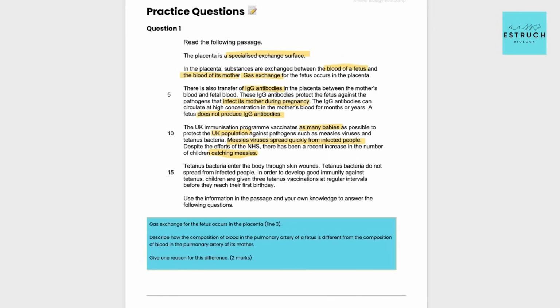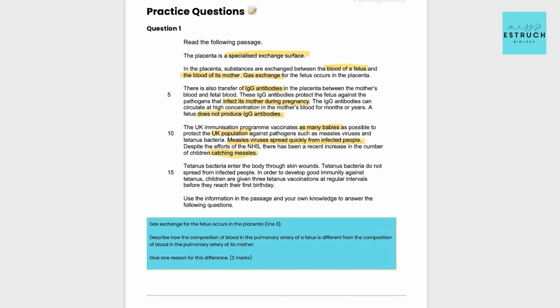Either it must be that people aren't getting their children vaccinated, so maybe there's a fear of vaccines, or it could be, they haven't actually said that people aren't getting vaccinated, so maybe it's to do with antigen variability, and maybe the measles virus, there's been mutations in the DNA, and therefore the vaccine's no longer effective. So that's the sort of thing I'd be annotating on.